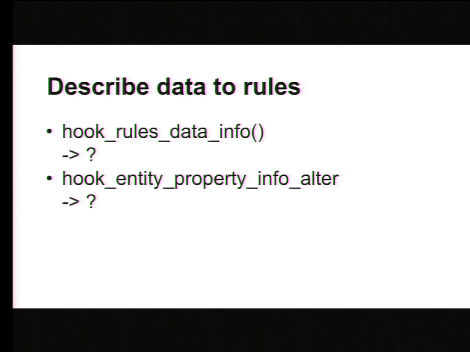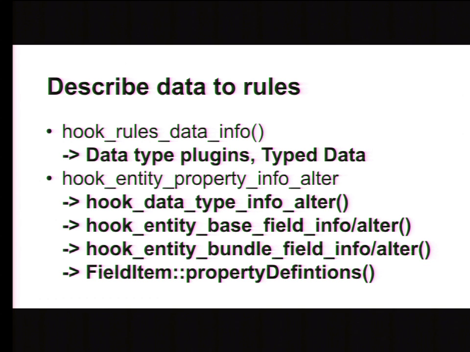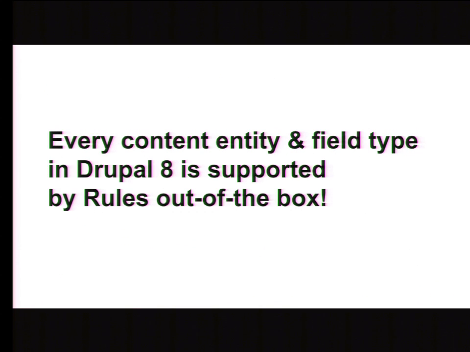To sum it up, for describing data to rules in Drupal 8, you just need to implement the core APIs and follow the type data API. There are also some hooks you can use in addition to what you have seen, like hooks for defining core fields. But if you use a configurable field, it's known to rules on its own. If you implement the field type, it's known. That's really the good news in that direction: everything you do in Drupal 8 core with your content entities automatically works with rules as well. There's no extra work needed in that regard anymore.